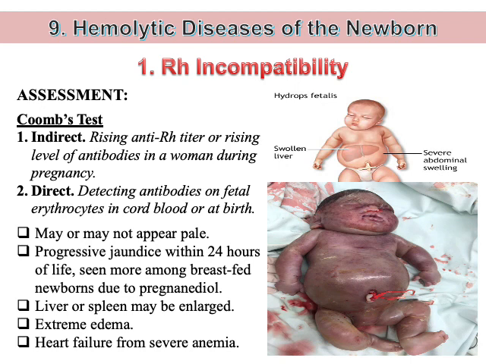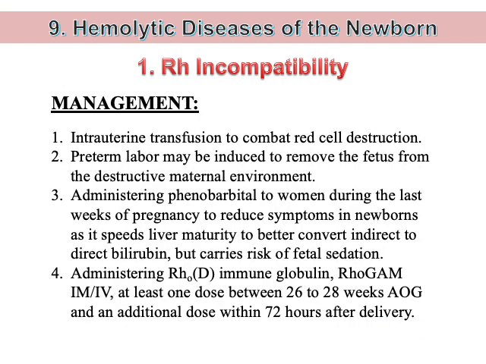In the picture, you will see that the child has developed hydrops fetalis. Hydrops fetalis is an old term for the appearance of a severely involved infant at birth. Hydrops means edema, and fetalis is the lethal state. The fetus can be severely compromised by the action of these antibodies crossing the placenta and destroying their red blood cells. So, as a management, intrauterine transfusion can be done to combat RBC destruction. Also, preterm labor can be induced in order to remove the fetus from the destructive maternal environment.